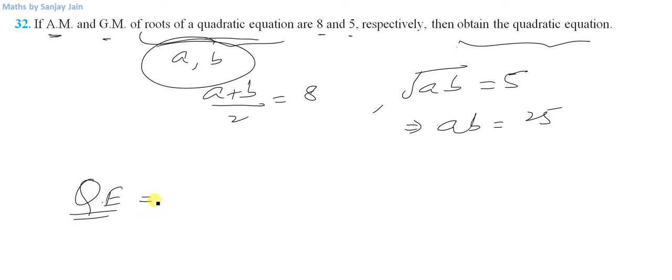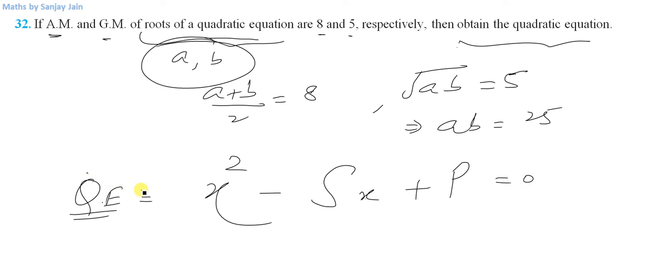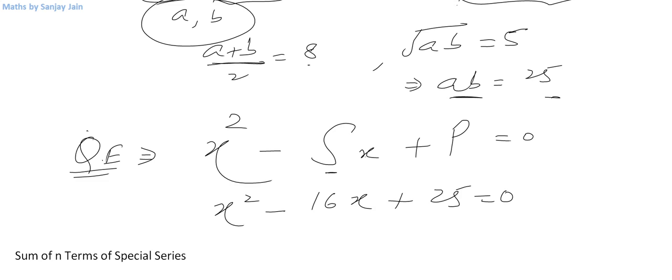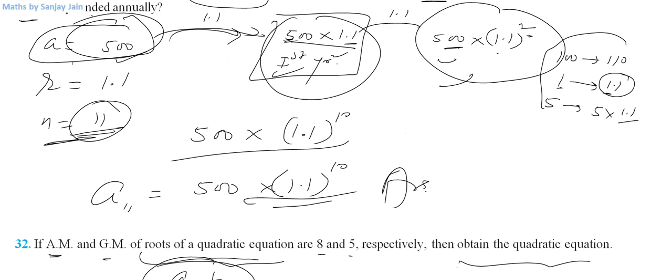So what is the quadratic equation? The quadratic equation in terms of the sum and product of roots can be written like this: x squared minus (sum of roots) into x plus product of roots equals 0. This is what we studied in class 10th. So let me write x squared minus, what is the sum of roots? a plus b. So (a plus b) by 2 is 8, so a plus b is 16. So 16x. What is the product of roots? a into b, that is 25. It is equal to 0. So this is how simple this question is. This is the end of this exercise. I hope you would have understood each and everything that I have taught here.